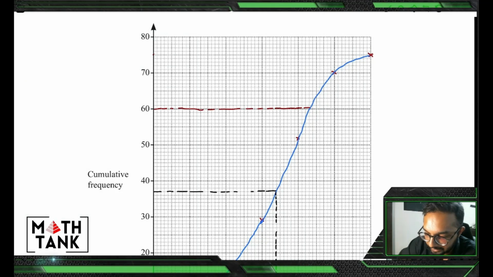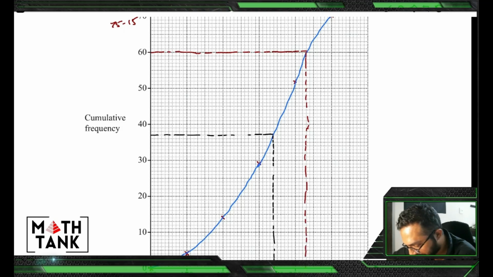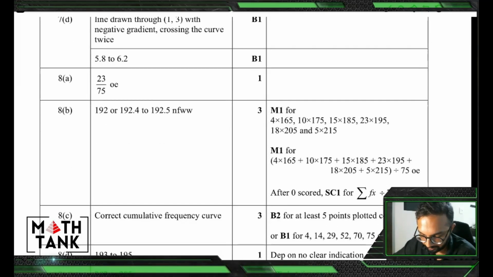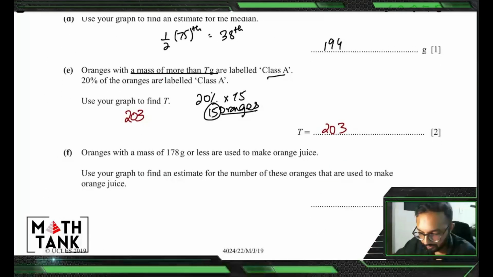I've taken 75 and subtracted 15 and landed at 60. So I'm looking at the top 15 oranges. What grams am I getting? I'm getting 203 grams. So I can say that 15 oranges have a mass of more than 203 grams, which is also supported by the curve that I just drew. 203. Yes, correct answer.